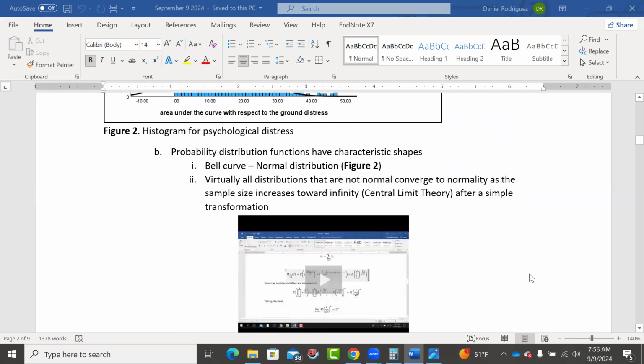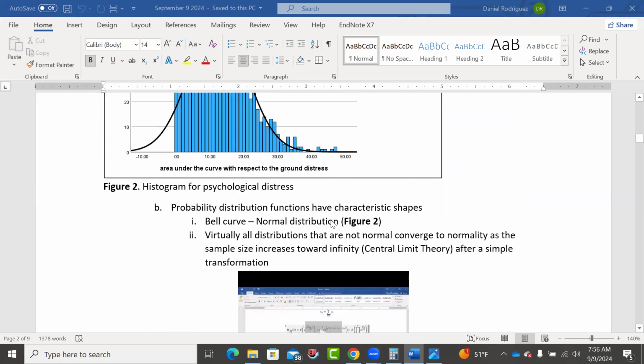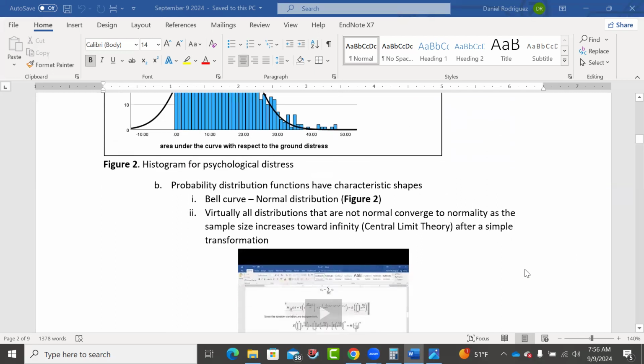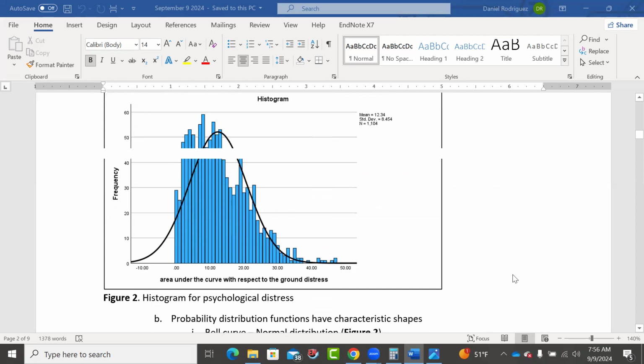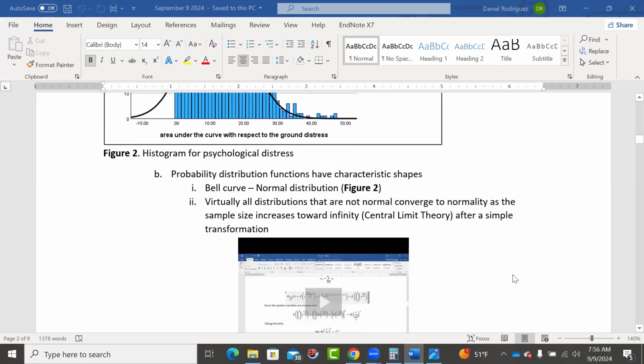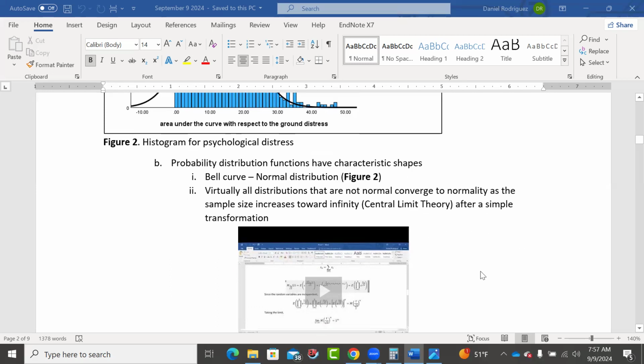Interestingly, virtually all distributions that are not normal, there are a few, I think, that don't have finite mean and variance that this doesn't apply to, converge to normality, to this nice bell-shaped curve, as the sample size approaches infinity after a simple transformation, and that's really key. And this is something known as the central limit theorem.